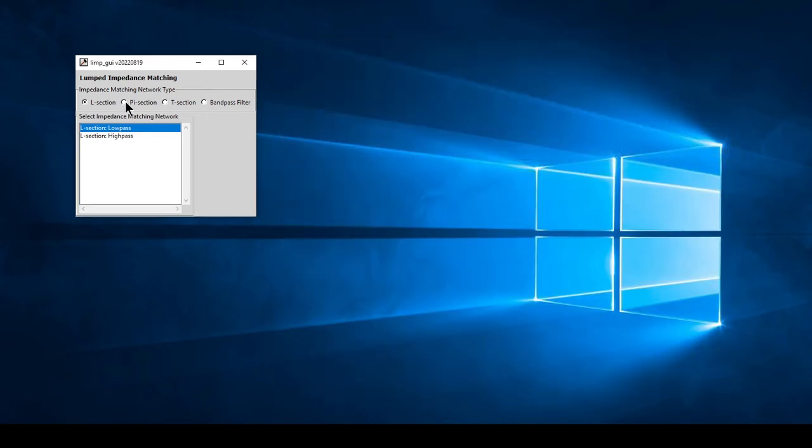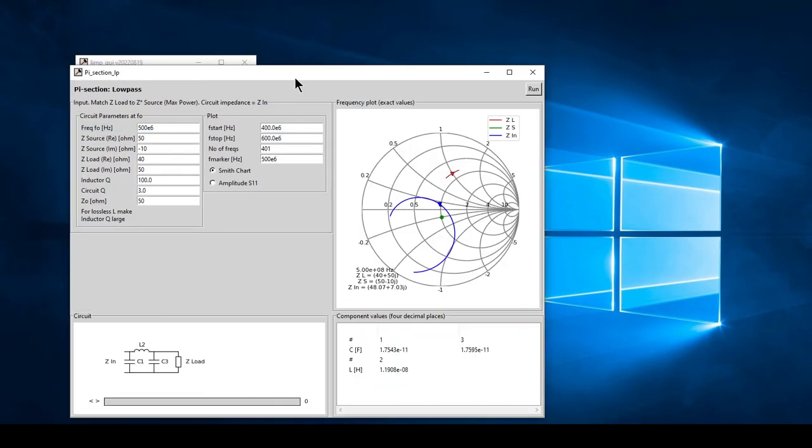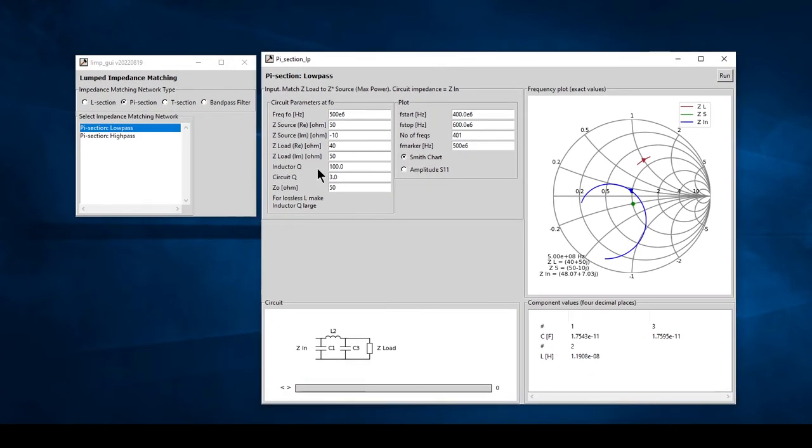Right, let's go to a pi section. This is very similar. It has an additional input where you can specify the circuit Q. So it gives you a bit of control over the bandwidth. If you increase the circuit Q, your bandwidth becomes smaller. Right, let's have a look at the amplitude.